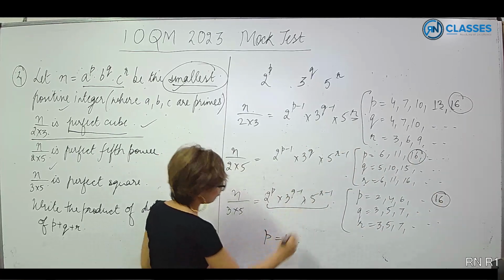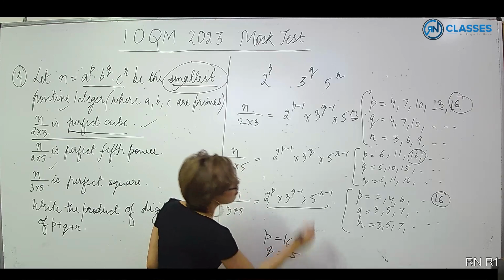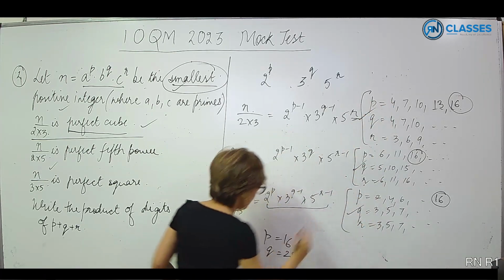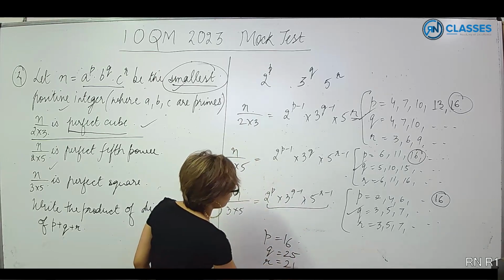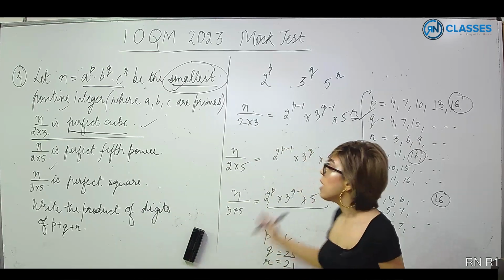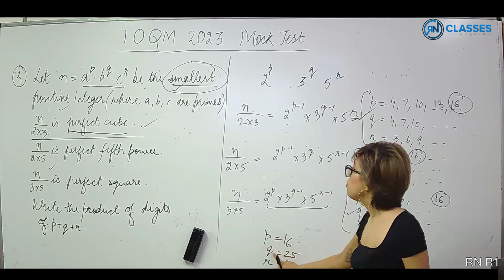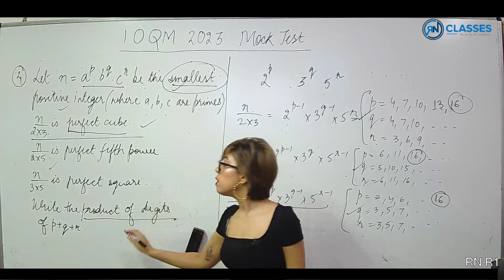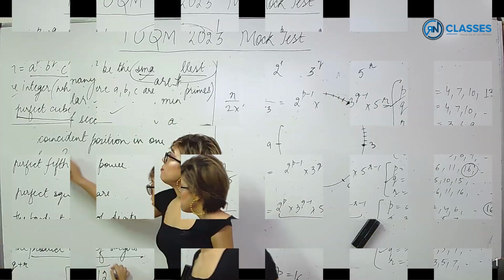And similarly, you will find that Q turns out to be 25. You can just search for it. The smallest number will be present over here, over here, over here. And R turns out to be 21. Right? You can add them up. P plus Q plus R turns out to be 62. But he says product of digits. So 6 into 2, that is why the answer is 12.